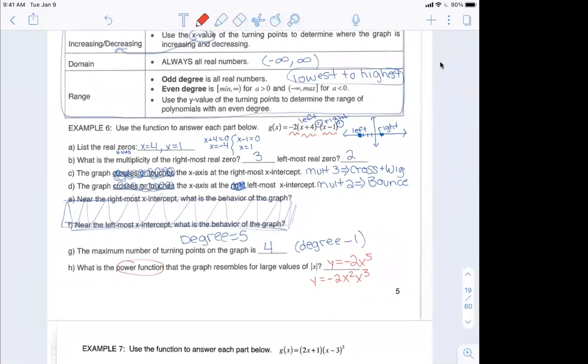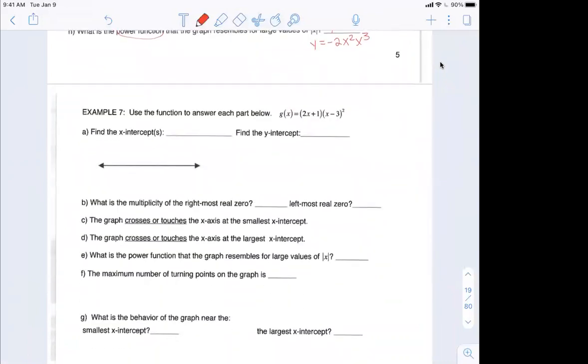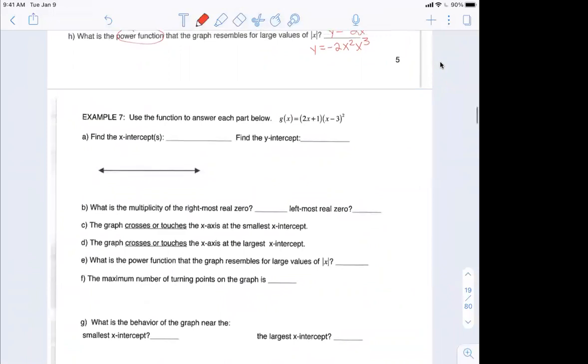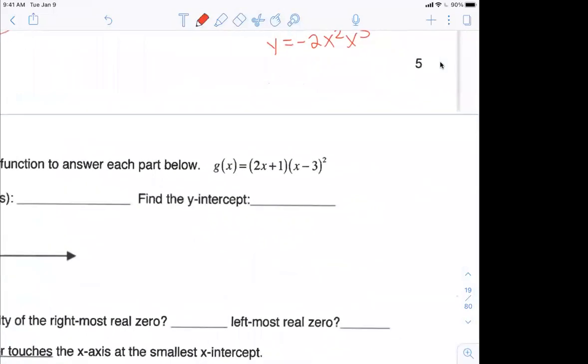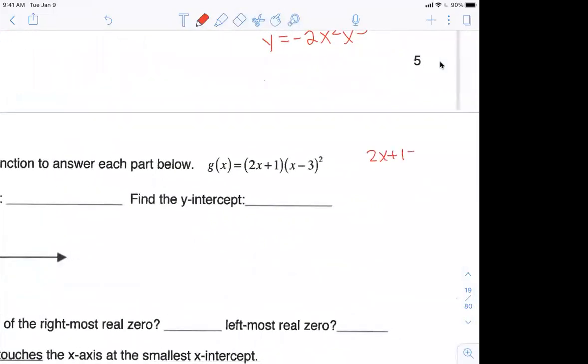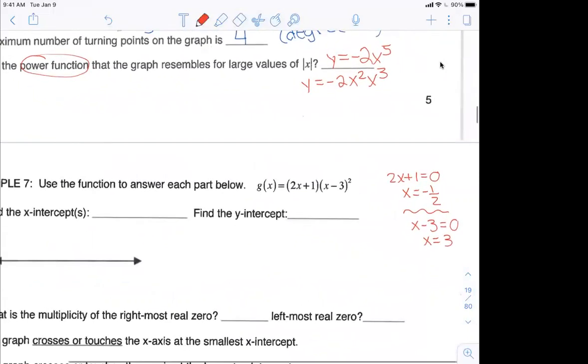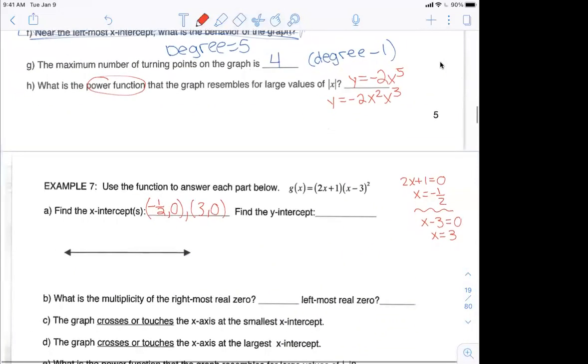Okay, so we're going to try that again with another example. Example 7, use the function to answer each part below. Once again, we're going to find the x-intercepts. You're going to set each factor equal to 0, using the zero product property. So we've got 2x plus 1 equals 0, which gives us x equals negative 1/2. And you also have x minus 3 equals 0, which gives us x equals positive 3. Since they ask for intercepts, I'm going to list them as points: negative 1/2, 0, and 3, 0. If they ask for zeros, I would just say negative 1/2 and positive 3.